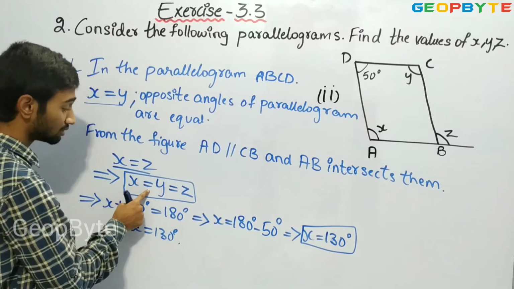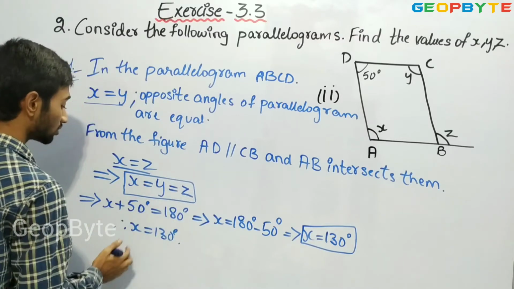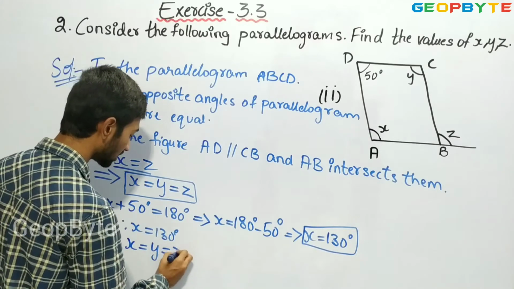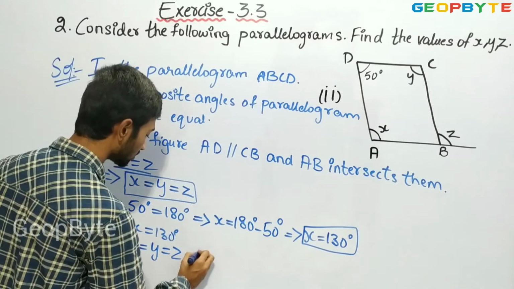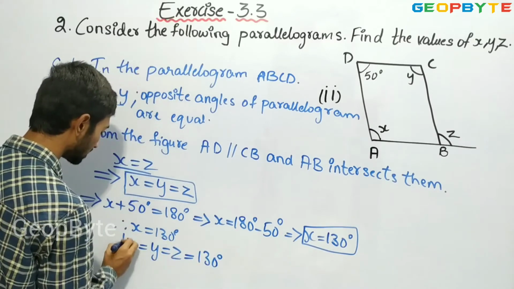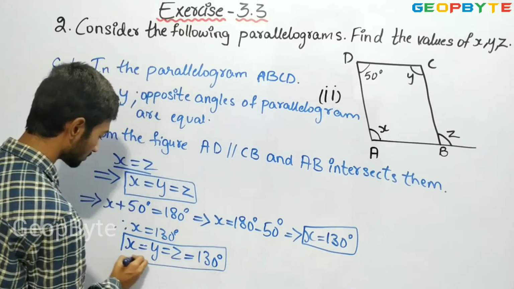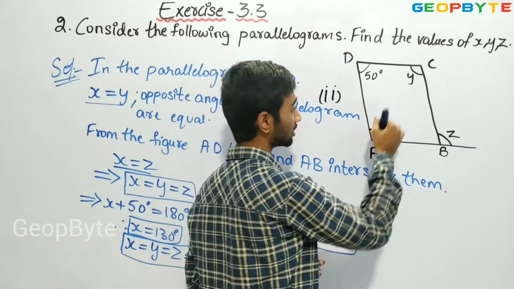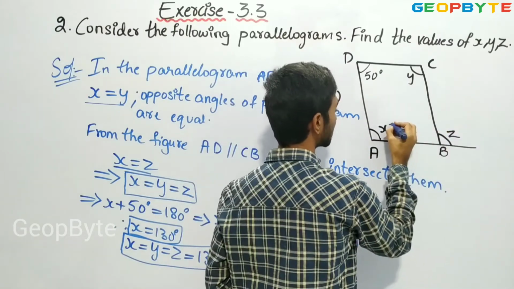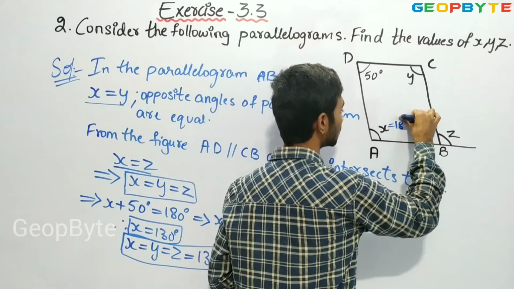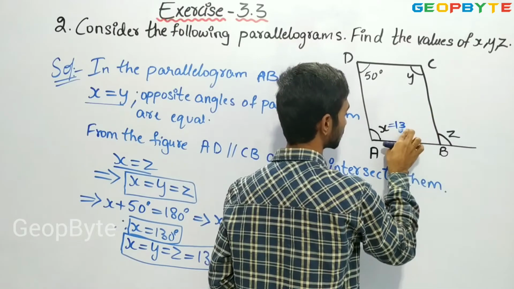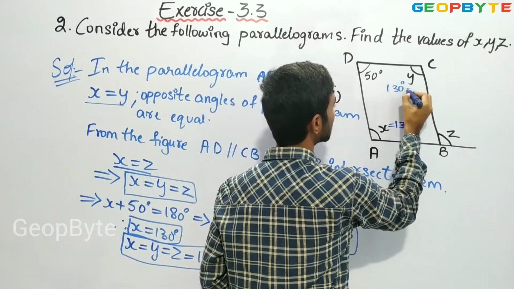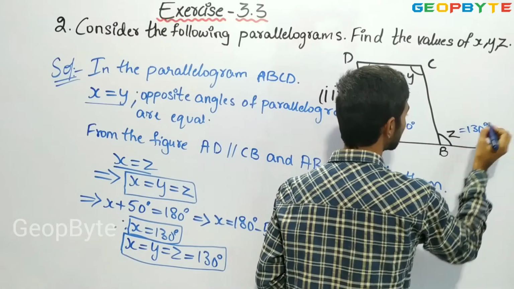Here we know that x is equal to y and y is equal to z. So x equal to y equal to z. Here we got x equal to 130, so all will be equal to 130. Therefore, angle x is equal to angle y equal to angle z. So angle x equals 130 degrees, angle y also equals 130 degrees, and angle z equals 130 degrees.